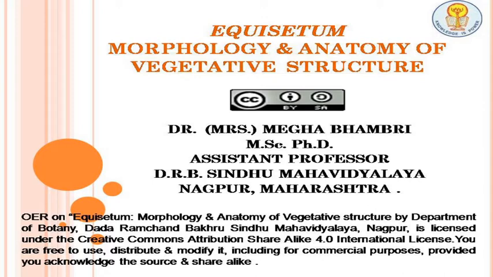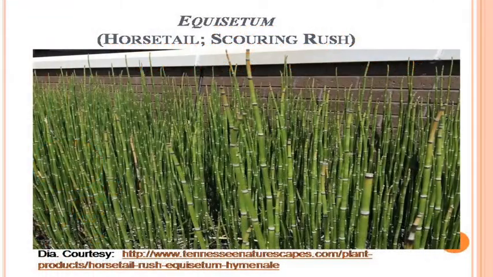My today's topic is Equisetum morphology and anatomy of vegetative structure. Here you can see the image of Equisetum. Equisetum is also known as horsetail or scouring rush.